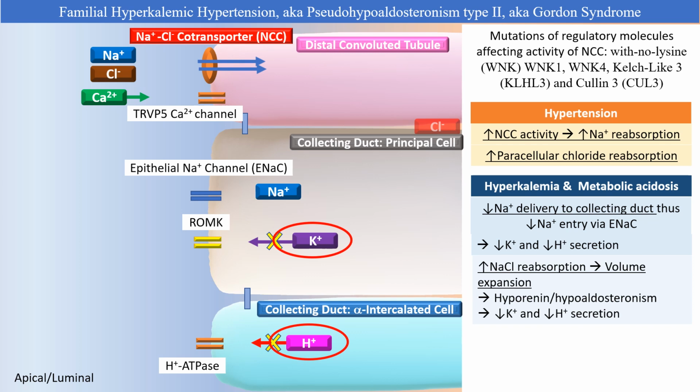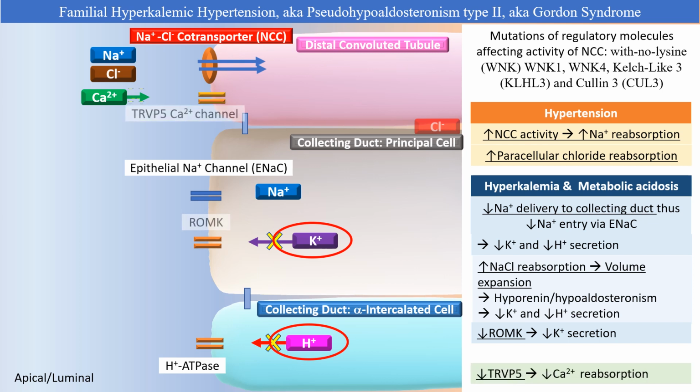Other phenotypes that may be seen in Gordon syndrome include reduced ROMK activity, which can also contribute to hyperkalemia, and reduced expression and activity of the calcium channel. This can reduce calcium reabsorption and cause hypercalciuria and osteoporosis.